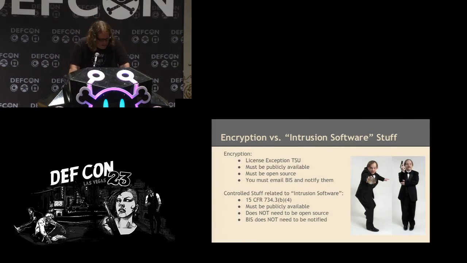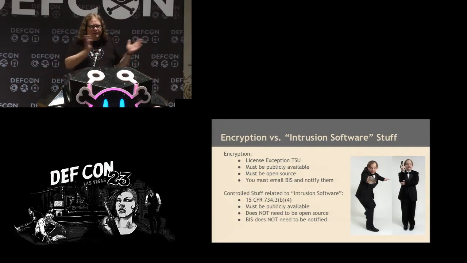I figure any slide about encryption and open source software could benefit from a few pictures of Eric Raymond. So I want to explain the distinction clearly. On the one hand, with encryption, there's this thing called license exception TSU, and if you want it to apply to you, you have to publish your source code and you have to email BIS and tell them where it is. On the intrusion software side, there's this thing, 15 CFR 734.3, from before. It must be publicly available. It does not have to be open source, and BIS does not have to be notified. So it's a totally different system. But either way, if you're here at a con and you're talking about stuff and you're releasing stuff, you don't have to worry about export control.